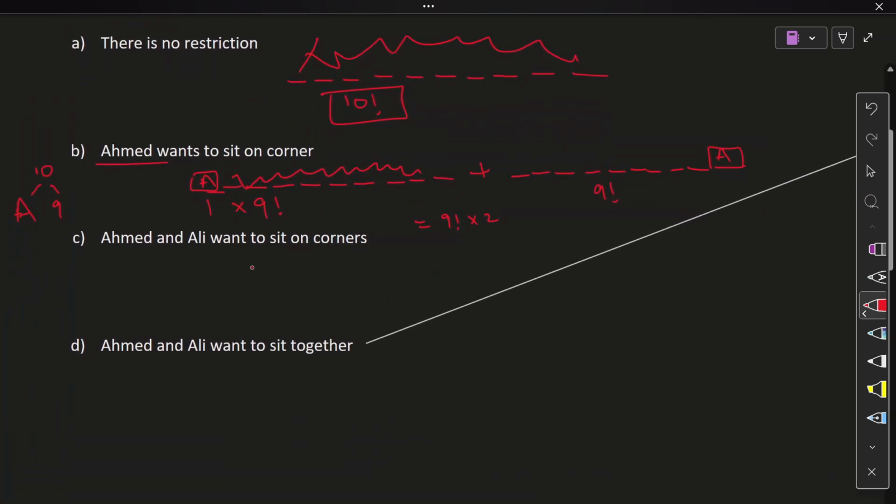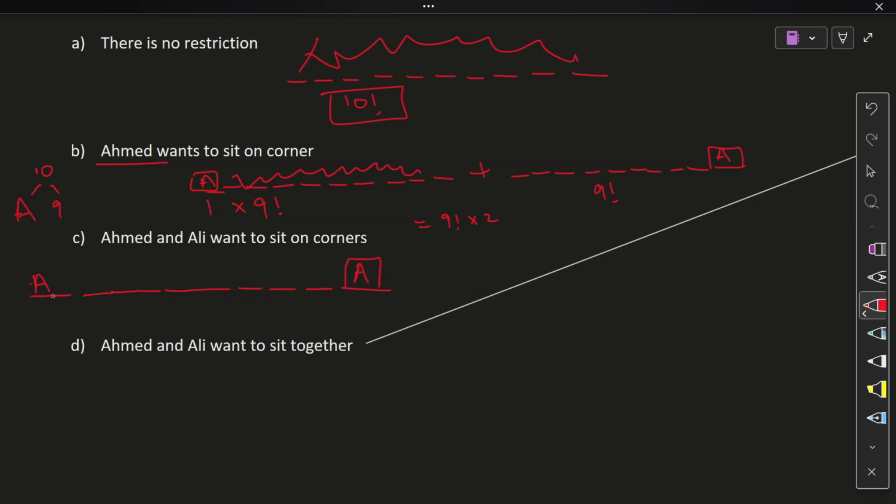Moving on. Now, Ahmed and Ali want to sit on corners. If you have younger siblings, it happens that if the elder brother wants to do something, the younger one wants to do it too. That happens with siblings, and it happens with friends too. In a friend group, when one guy wants to do something, another is like, I want to do that too. So Ahmed says, I want to sit on a corner. I'll seat Ahmed there. 1, 2, 3, 4, 5, 6, 7, 8, 9. And 10. And on the other corner, Ali is like, I want to sit on a corner too.